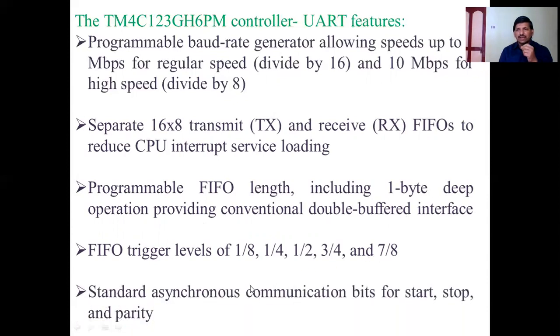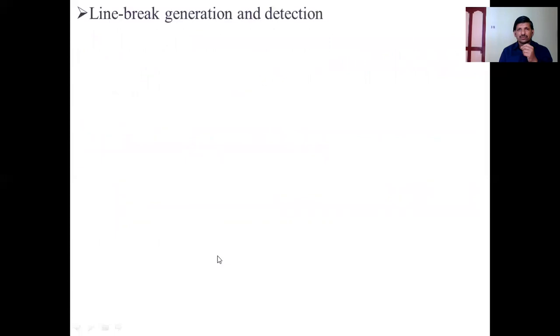Next, it contains a start bit, stop bit, and parity bits. It contains line break generation and detection, meaning it sends a break between the frames. Once a frame is completed, we can send the break, then again the next frame, the second frame. Like that, we are sending the data in terms of frames, and in between the frames we are sending the line break.